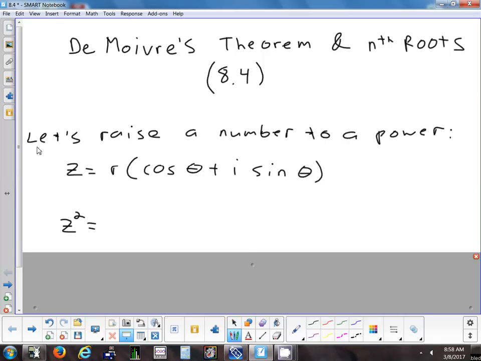All right, so let's pretend that this is our number in trig form. If we were doing an actual problem, r and theta would be numbers, not variables. But I want to take this and square it. We're going to square it just the way you would think. We're going to multiply it out the long way, and hopefully you'll see a pattern.